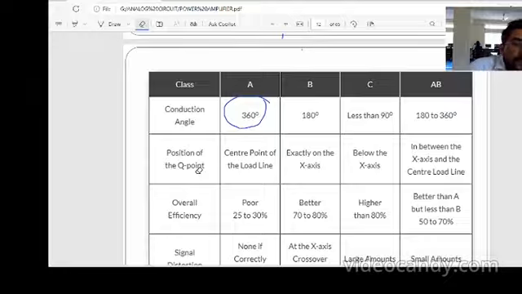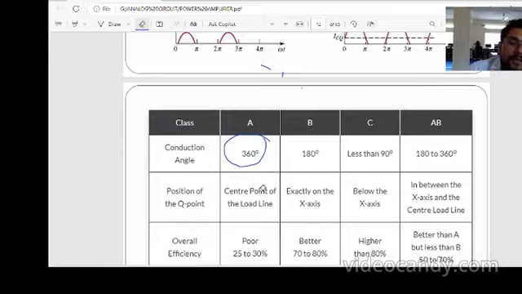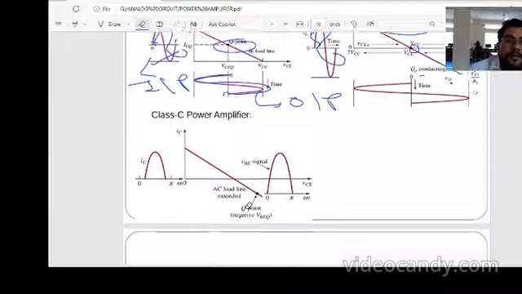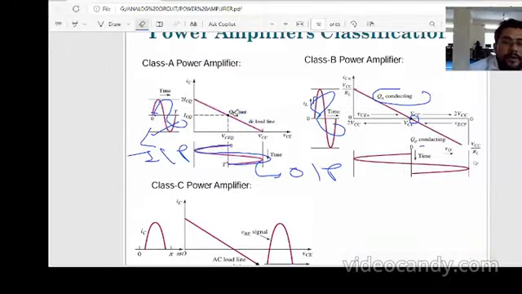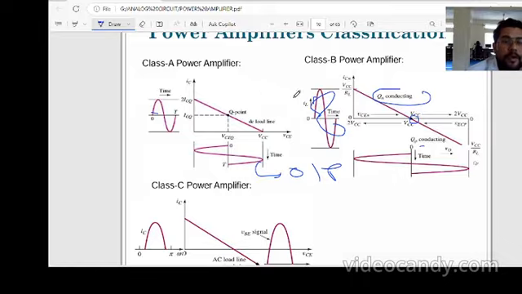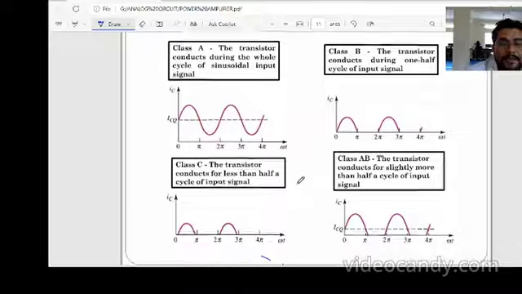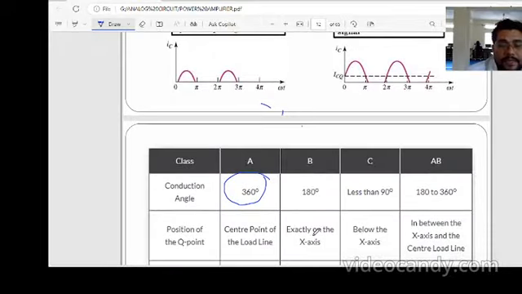Then the quiescent point: in class A, the quiescent point is at the center point of the load line. We have seen this is the center point of the load line, the conduction is at the center point of the load line. And next we will see the case exactly on the x-axis.